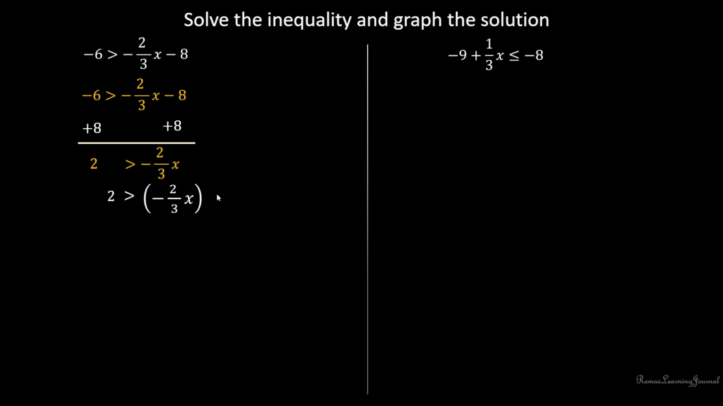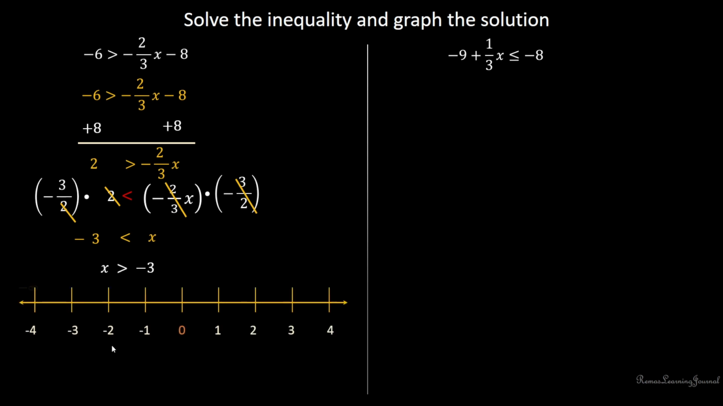For that, let's multiply both sides of this inequality by the reciprocal of minus 2 by 3, that is minus 3 by 2. When you multiply an inequality by a negative term, you have to flip the inequality symbol. So let's flip the greater than into less than. Now minus 2 by 3 and minus 3 by 2 on the right side get cancelled and only x remains on the right side. And on the left side 2 and 2 get cancelled and only minus 3 remains. So the new inequality is minus 3 less than x. Let's rewrite this as x greater than minus 3.